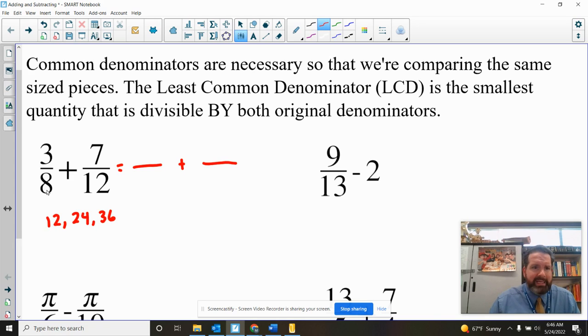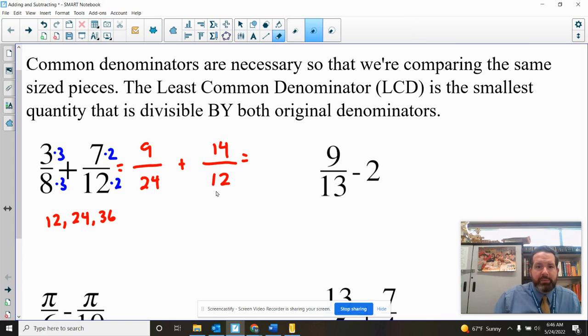So does 12 divide by 8? No. Does 24 divide by 8? Yes. To turn an 8 into a 24, you got to multiply by 3. So do that down below, do that up above. 9 over 24 is the same fraction as 3 over 8. Then let's take a look here. To turn a 12 into a 24, you multiply by 2. So do that down below. Do the same thing up above. You end up with a 14 on the top.